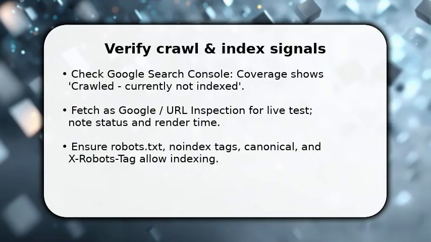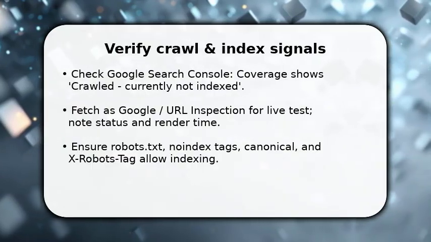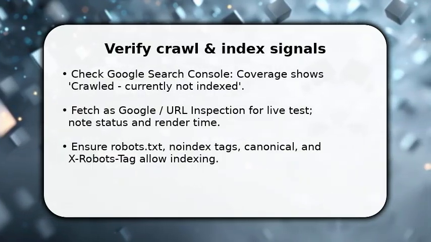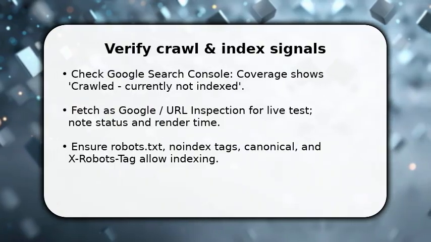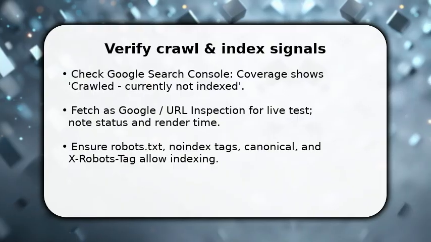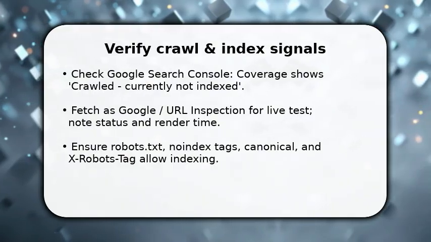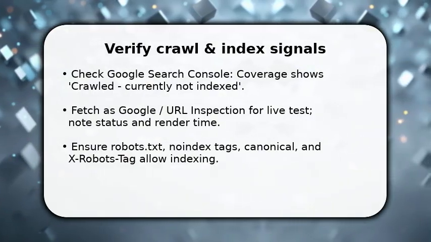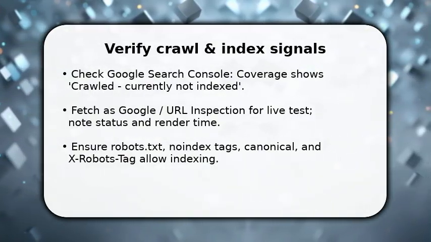Make sure robots.txt permits crawling and scan the page for meta noindex, canonical pointing away, or X-Robots-Tag headers. If any of those block indexing, fix them immediately. Otherwise, proceed to content and sitemap steps to influence Google's indexing queue.